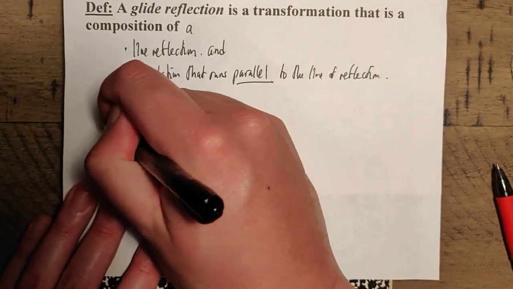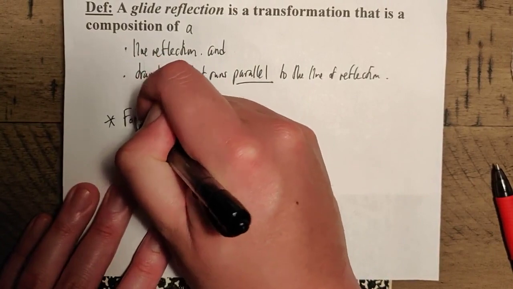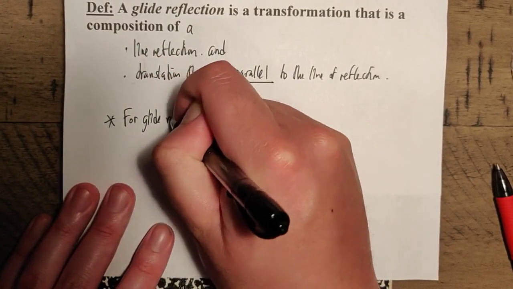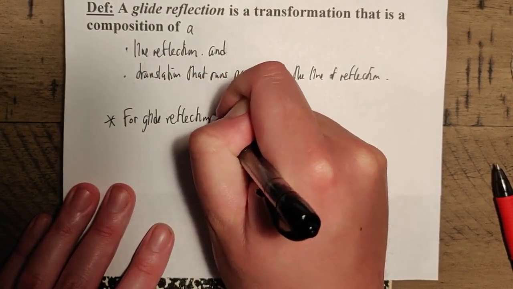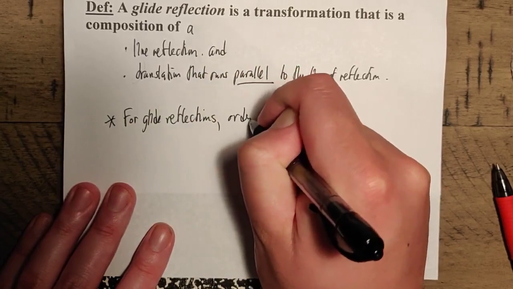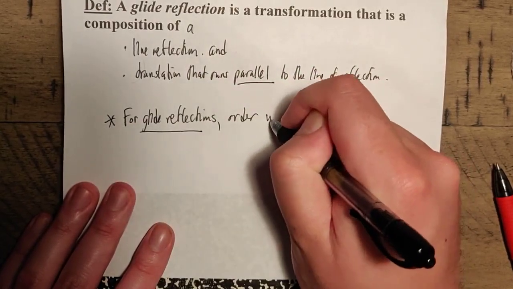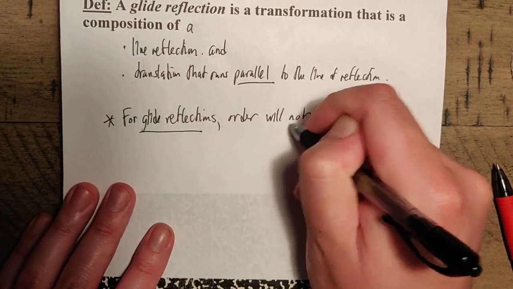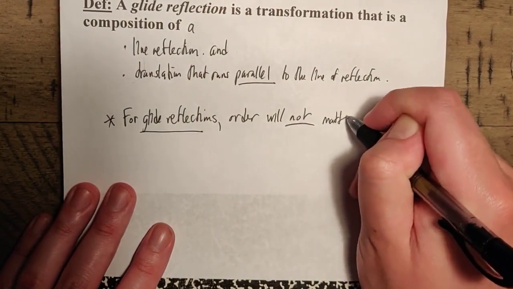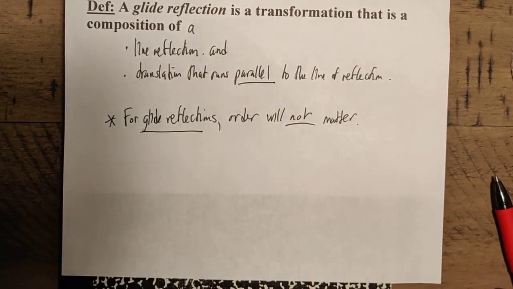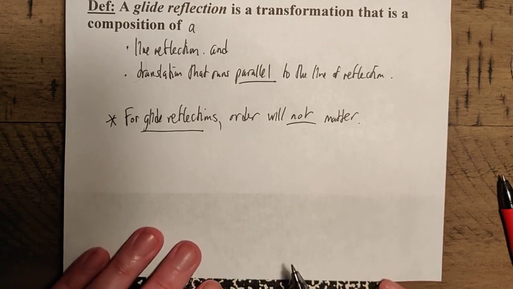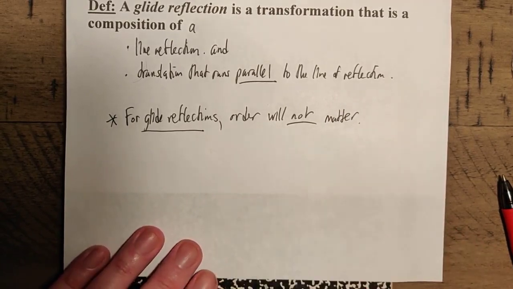So the nice part about the glide reflection, and I think this is going to be another important thing here, is that for glide reflections, order will not matter, because you're going to end up in the same place. So the nice part about the glide reflection, even though it is a composition here, is that the order is actually not going to matter for glide reflections.